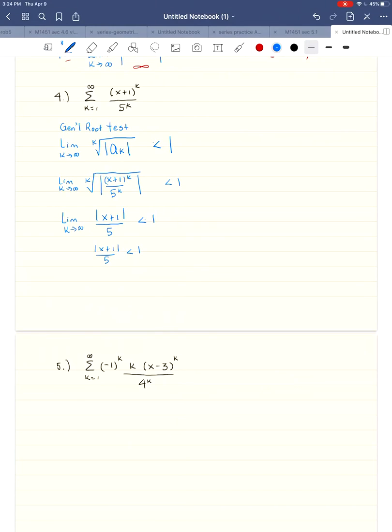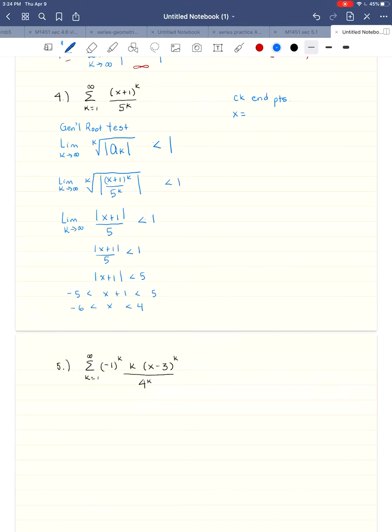Now let's solve this for x. Multiply both sides by 5. And that means that x plus 1 lives between negative 5 and 5. Let's get the x by itself. Subtract 1 all the way through, and I get negative 6 is less than x is less than 4. So far, that's our interval of convergence. But remember, we've got to check the endpoints to see if this thing possibly converges at either of the two endpoints.